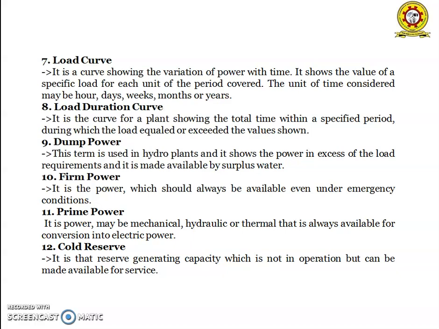And next one is the load curve. Previously we drew a diagram in which we represented the load curves. So it is the curve showing the variation of the power with time. It shows the value of specific load for each unit of period covered. The unit of time considered may be hours, days, weeks, months or years. Next one is the load duration curve. It is the curve of the plant showing the total time within a specified period during which the load equaled or exceeded the given values.